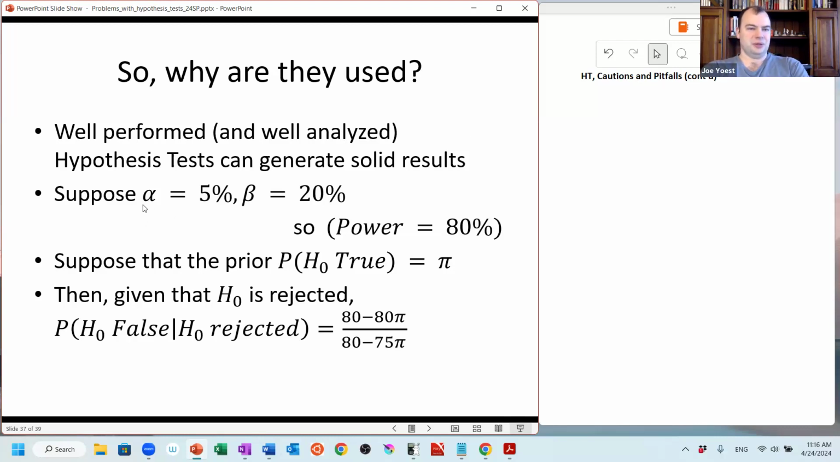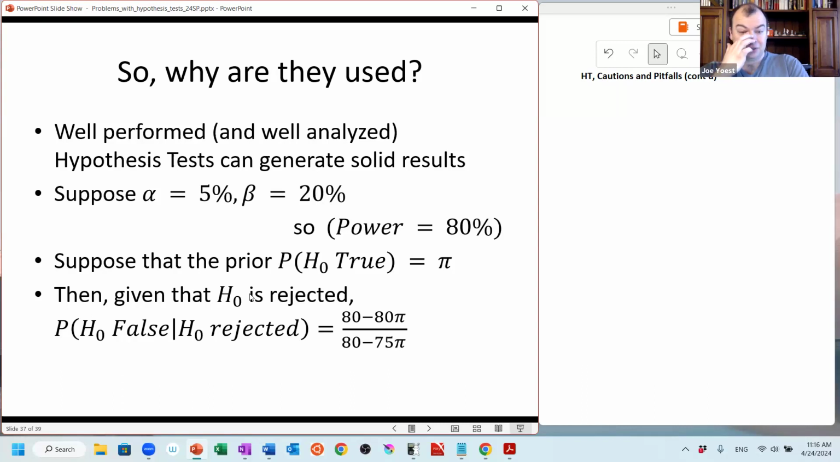Just as an example, let's suppose that alpha is 5% and beta is 20%, so our power is 80%. Let's also suppose that the prior probability that H naught is true in the Bayesian sense is given by a variable pi. So just like p for base probability, not 3.14, but just using that as the letter p.